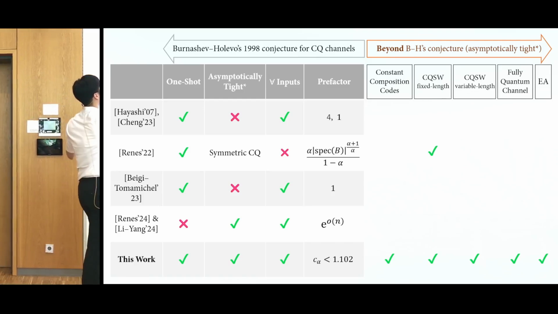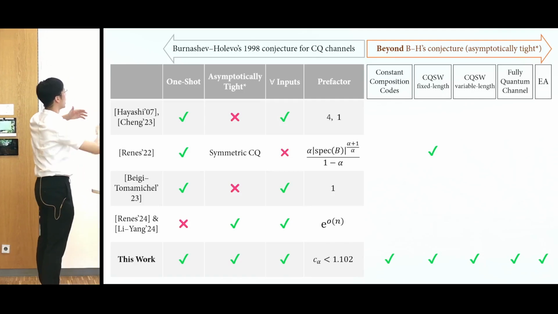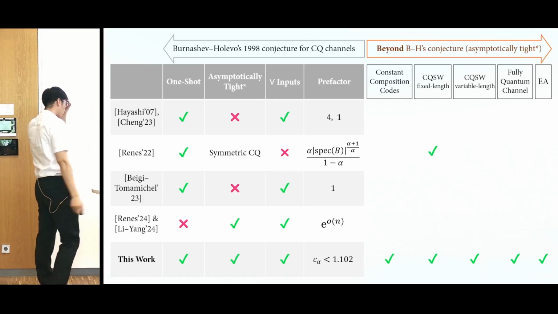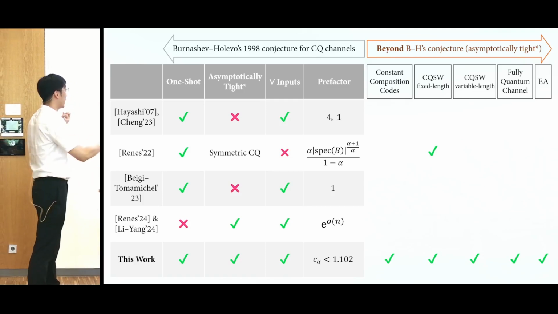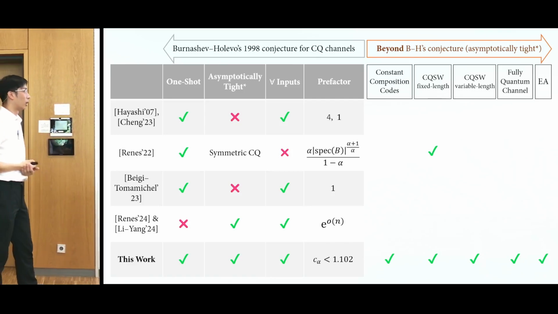We can use the trick of constant composition codes that have some specific type structure, and also CQSW, classical quantum distributed Slepian-Wolf coding with fixed length and variable length, to obtain new operational interpretations for those quantities.